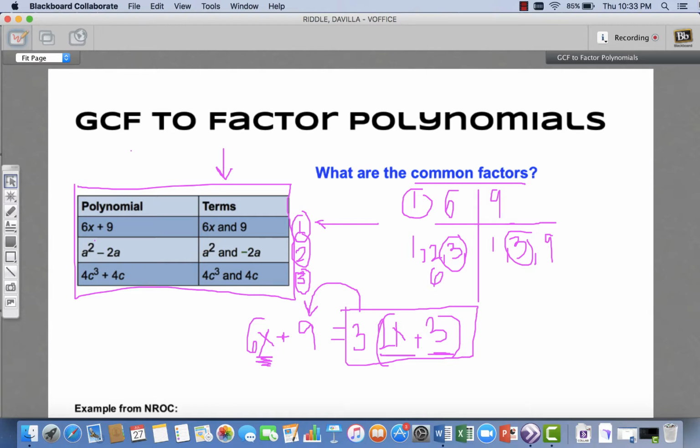Not quite, but you're on the right track. So this is a little bit trickier. So we have a squared, which is the same as a times a, and that's pretty much all that we can multiply for a squared to get a squared. And then the next term that we have is negative 2a, or just 2a. And to get this, you can multiply basically just a and 2, right?